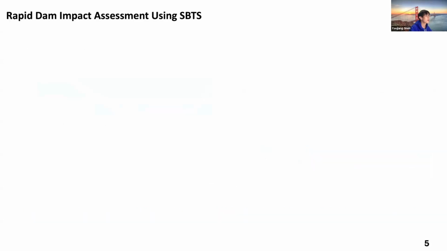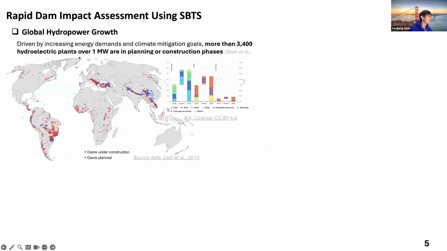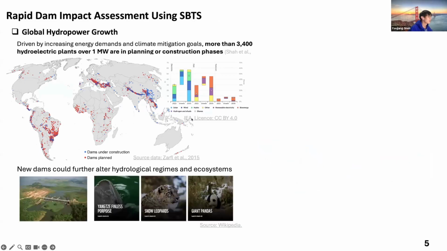And the second part: once we obtain such a model, it is very useful for doing something. Like this is one example. You can see that these days we are still in an era where, with increasing energy demands, many hydropower dams are still being built or planned globally. And this is from the IEA's sources. Many new dams could further alter the hydrological regimes and ecosystems, like in biodiversity regions such as the Yangtze River and the Amazon River.